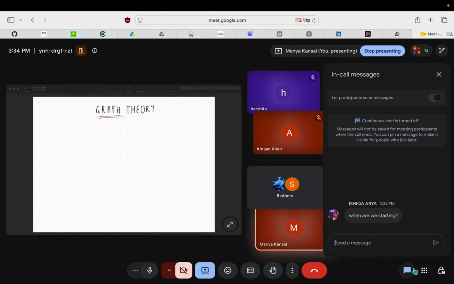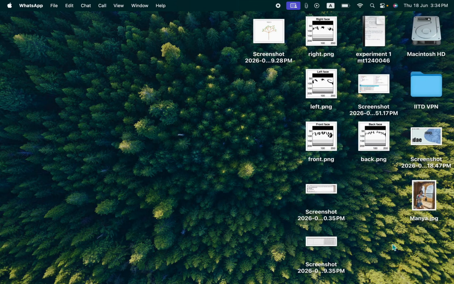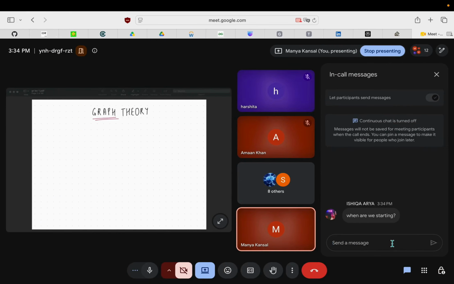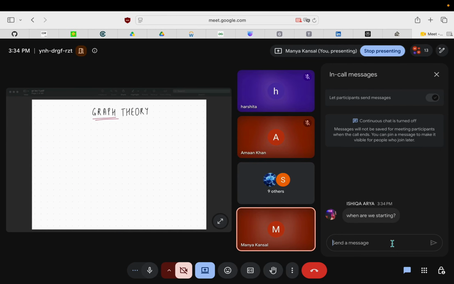This is the beginning of the class, and it's a lecture on graph theory, which is quite an important topic in math as well as in competitive programming. And we're waiting for people to join, and we're going to start soon.